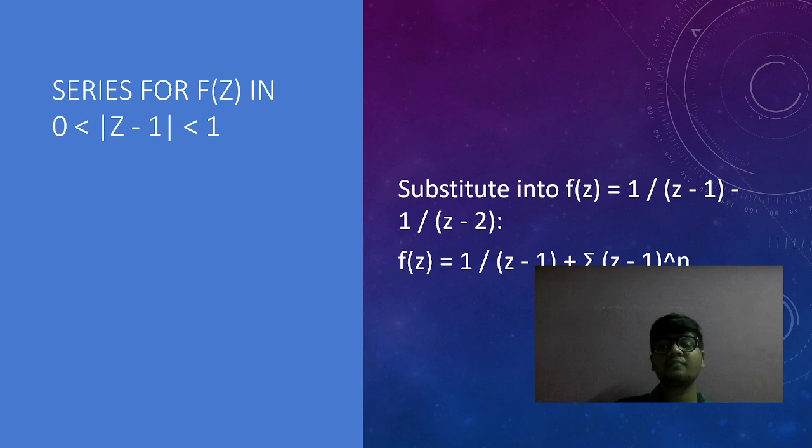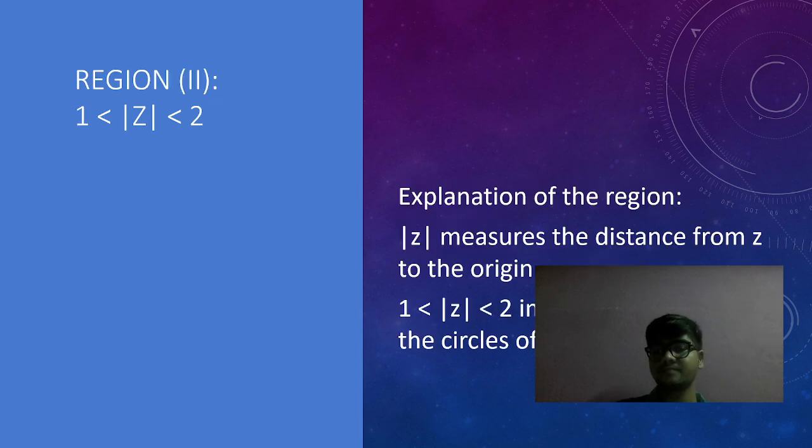Series for f(z) in 0 < |z-1| < 1. Substitute into f(z) = 1/(z-1) - 1/(z-2). f(z) = 1/(z-1) + Σ (z-1)^n.